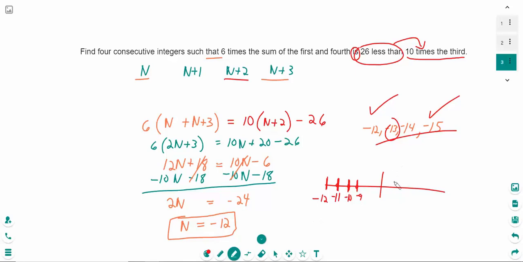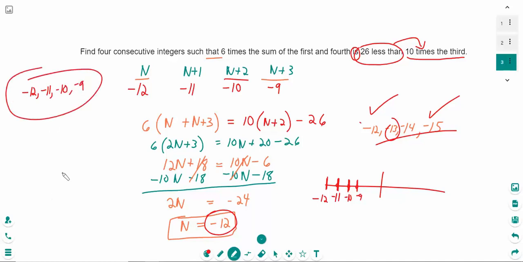So be careful. The other way to think about this is, what we got was a negative 12. Remember, if this number is a negative 12, the second number is going to be that negative 12 plus 1. So the second number should be negative 11, because that's what negative 12 plus 1 is. And negative 12 plus 2 is going to give us a negative 10. And negative 12 plus 3 is going to give us a negative 9. So you can see that the integers in question here are actually negative 12, negative 11, negative 10, and negative 9. Those would be the integers.